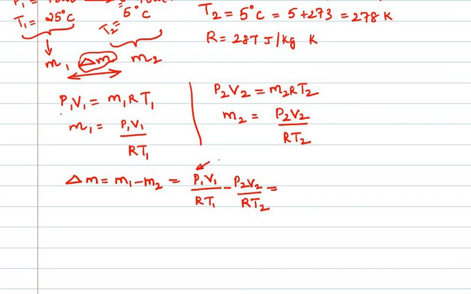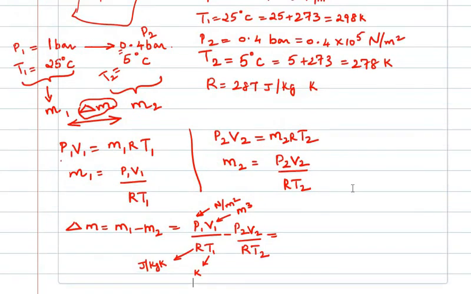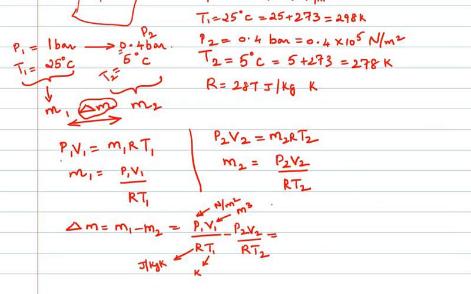Always substitute pressure in Newton per meter square and volume in meter cube and gas constant R in joule per kg Kelvin and temperature in Kelvin. So this you keep as a standard while substitution. So pressure P1, what is the pressure P1? Pressure P1 is 1 bar. So R is common, I can take it outside. So 1 by 287. Pressure P1 is 1 bar or 1 into 10 power 5.